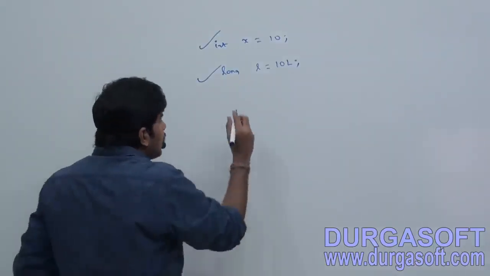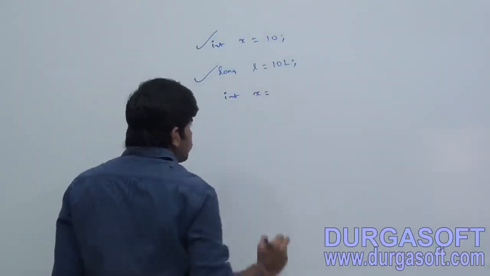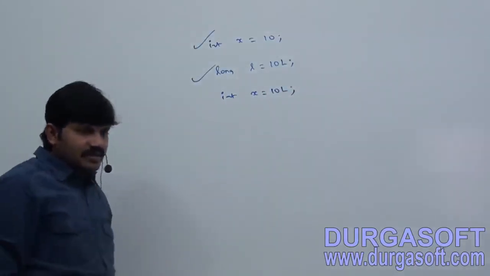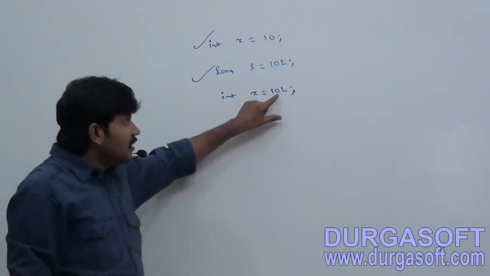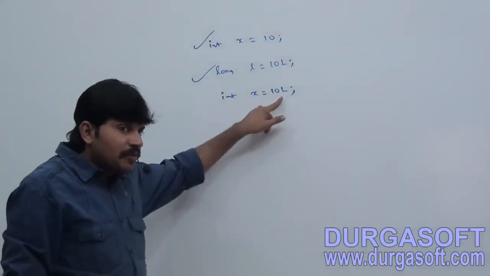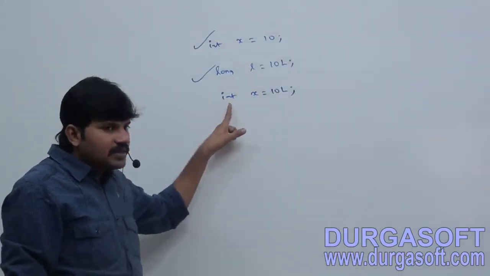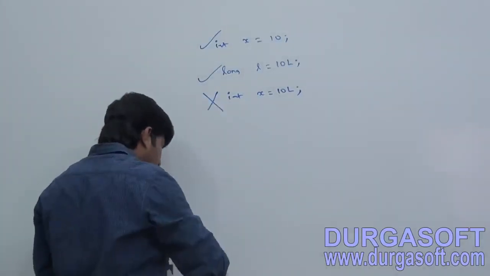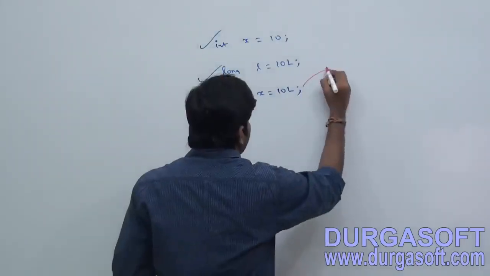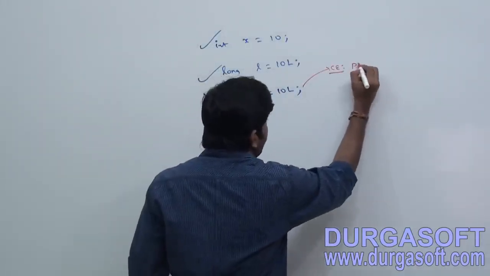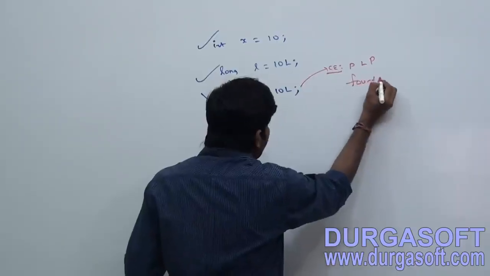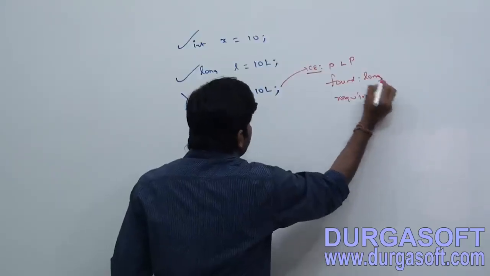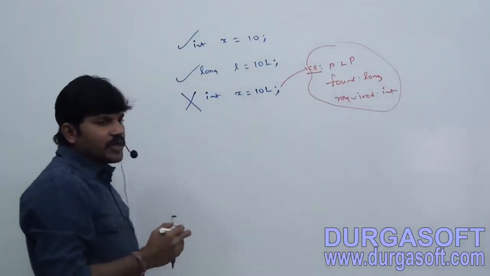Next, int x is equal to 10L. Valid or not? Invalid, because 10L means long. Long is how many bytes? 8 bytes. Int is 4 bytes. How can you assign an 8 byte value to a 4 byte variable? Immediately we get a compile time error: possible loss of precision, found long, required int.